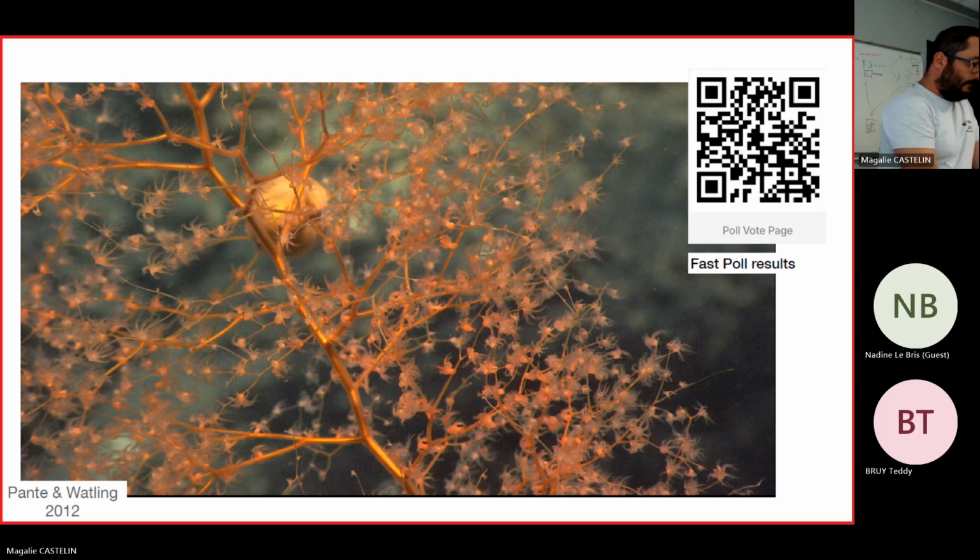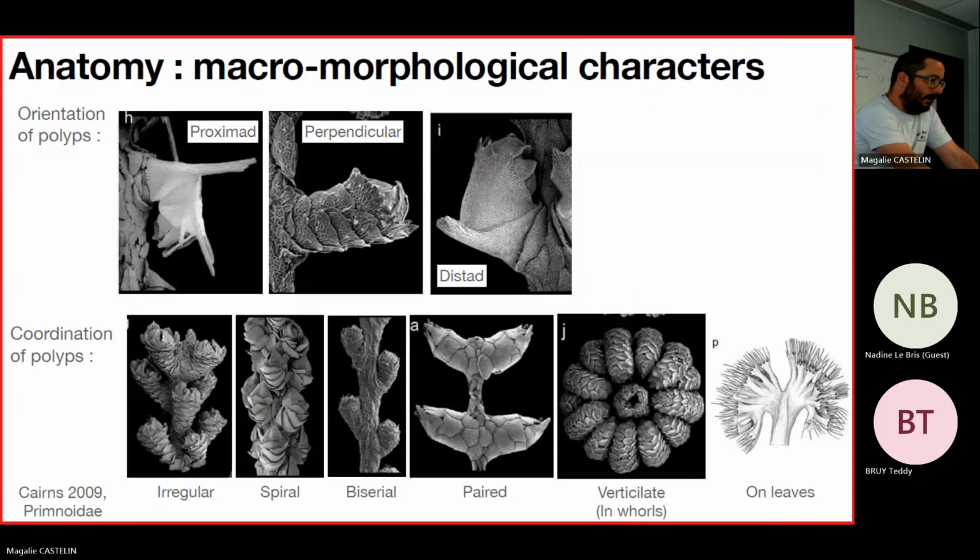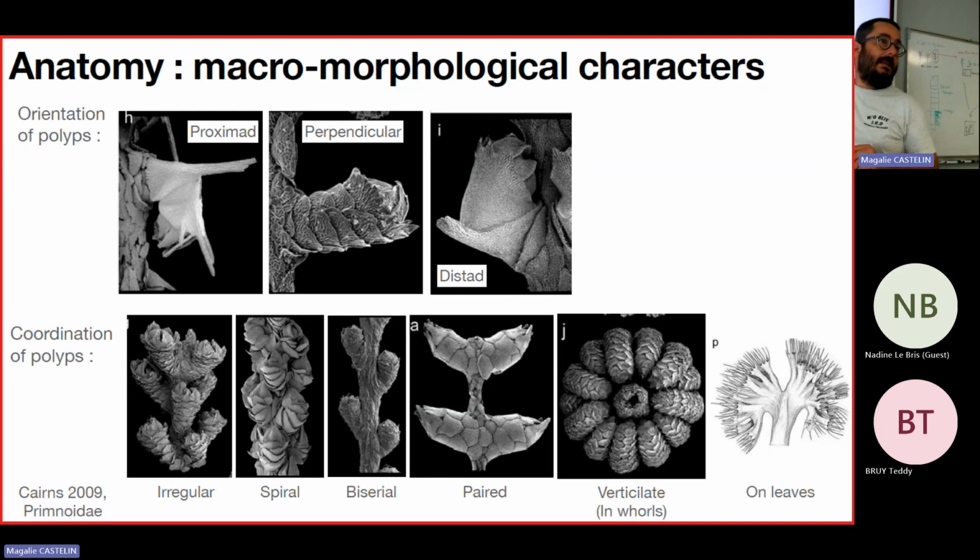That's the only attempt I know of. So I call this macromorphological characters, although I'm showing you SEM, scanning electron microscopy pictures, but still you can see it with your naked eye, because these polyps can be quite large. They can be over a millimeter large. They can be over 2 millimeters large.